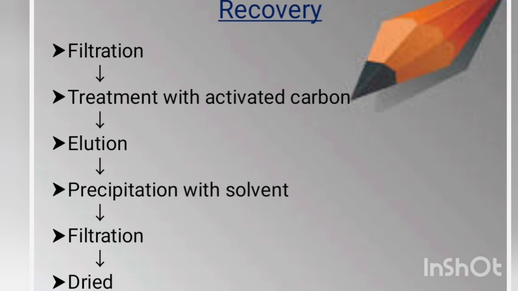The final step is the recovery process. After the fermentation process, using a filtration technique, the mycelium is separated from the broth. The antibiotic is treated with activated carbon, then eluted from the carbon with dilute acid. The eluted streptomycin antibiotic is precipitated by solvents. Then it undergoes filtration and is finally dried. These are the steps involved in the recovery process.